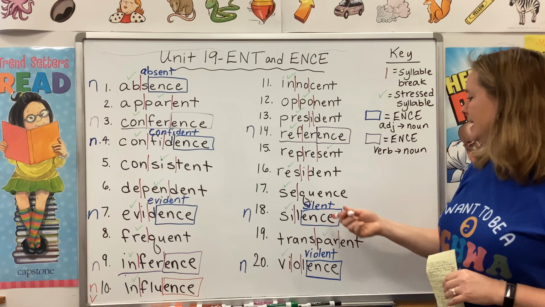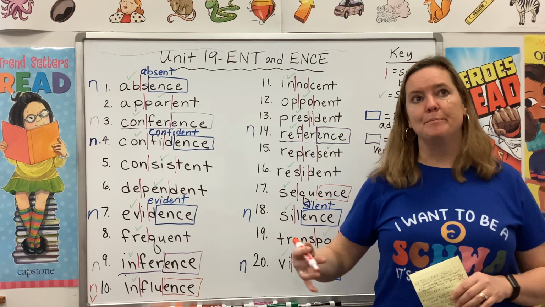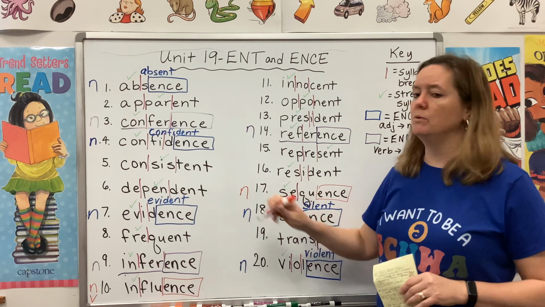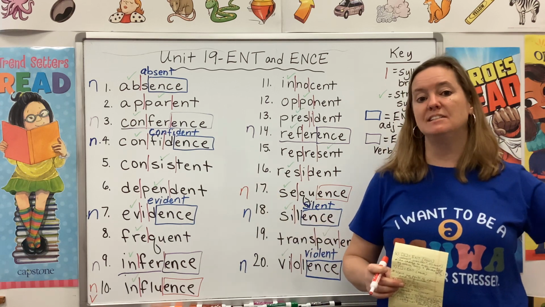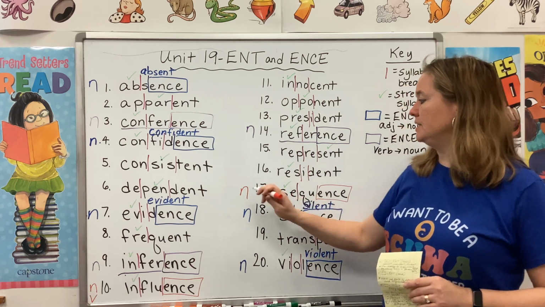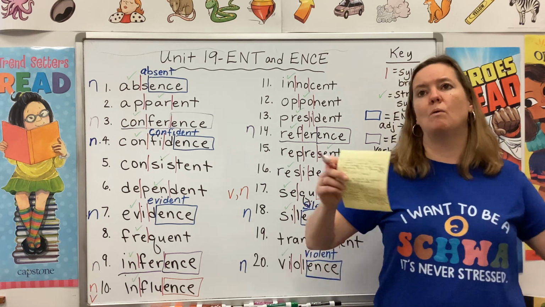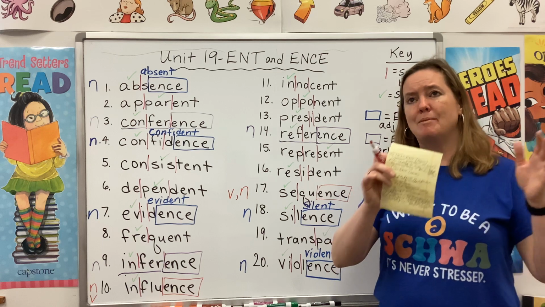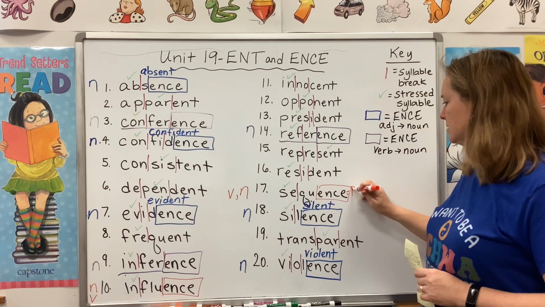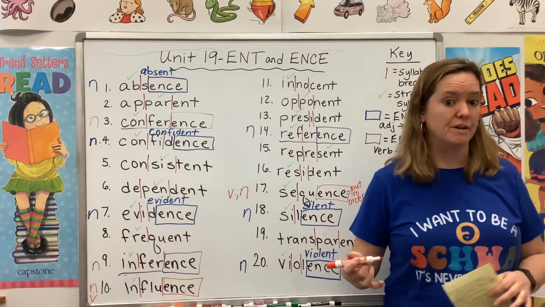We see that again with the word sequence. A sequence is like a set of numbers or a set of events, right? So 2, 4, 6, 8 is a sequence of even numbers, okay? But you can also use sequence as a verb. If you put things in order, you're telling what happened in a story by sequencing the events, by putting them in order. So I'm going to write that sequence equals put in order, or it can mean an order.